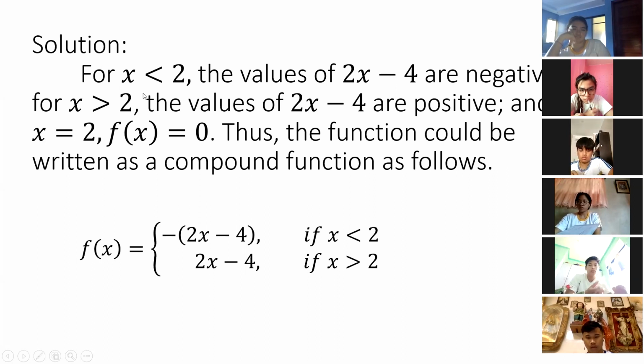Okay? If x is positive 2, what do you think is the value of x inside the absolute value notation? If x is 2 here, substitute: 2 times 2 is 4. 4 minus 4 is 0. And the absolute value of 0 is 0. That is why here, for x is 2, the function is 0. This one.